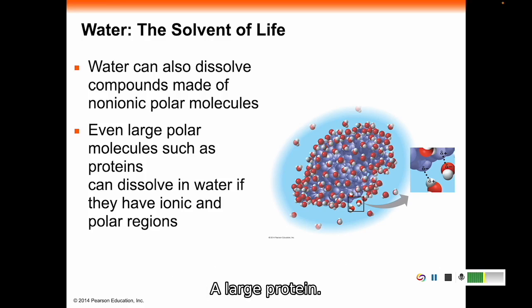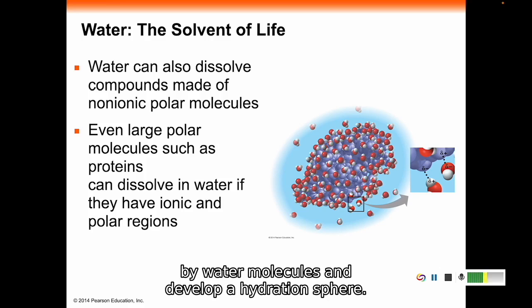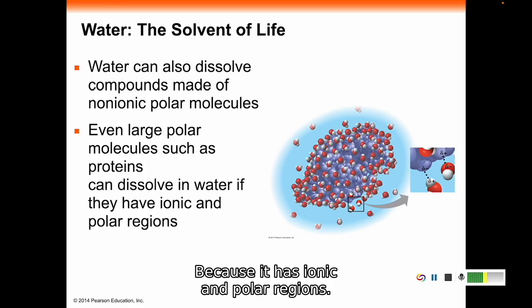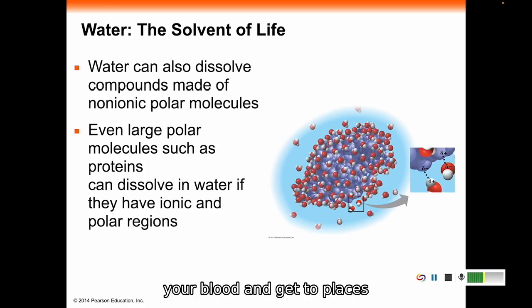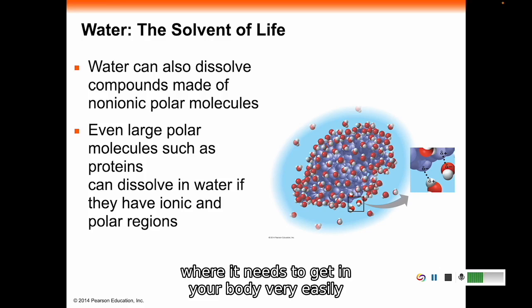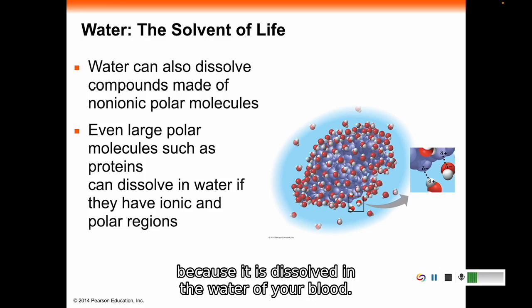A large protein is still going to be surrounded by water molecules and develop a hydration sphere because it has ionic and polar regions. That means that protein will be able to flow through your blood and get to places where it needs to get in your body very easily because it is dissolved in the water of your blood.